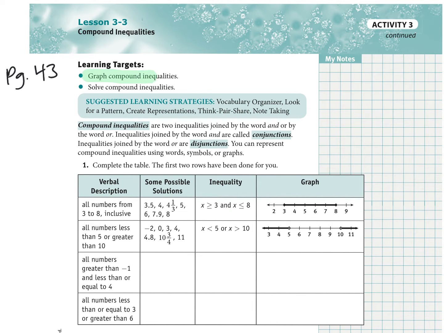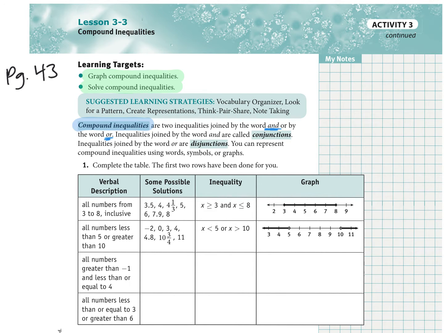So we are going to graph compound inequalities, and we're also going to solve compound inequalities. Probably we'll start with figuring out what compound inequalities are first. If we look below, we can start by reading that compound inequalities are two inequalities that are joined by the word and or the word or.